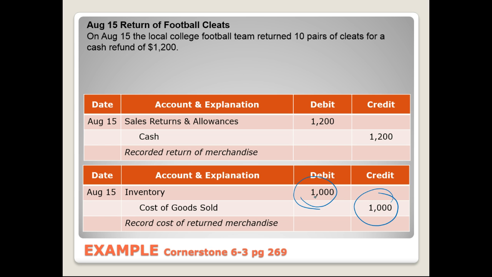Again, there is a sales return, and that sales return causes the revenue entry of a debit of the sales price or the return price, debit to sales returns and allowances, and then a credit to cash. And then the expense entry, there's going to be the debit to inventory and the credit to cost of goods sold.